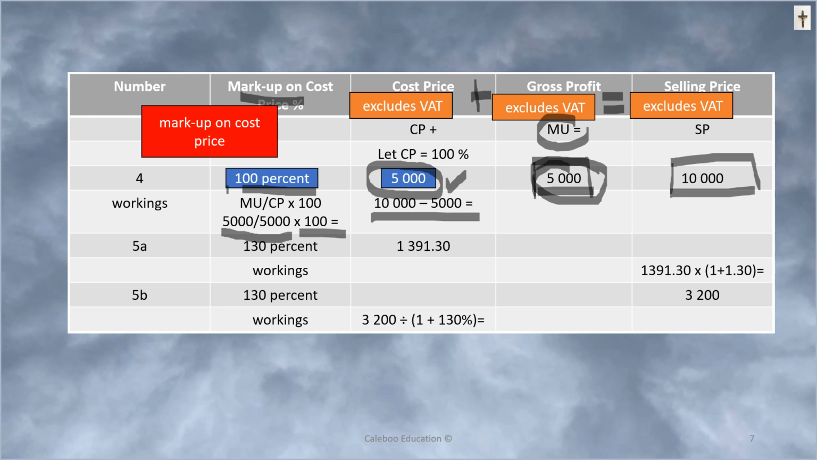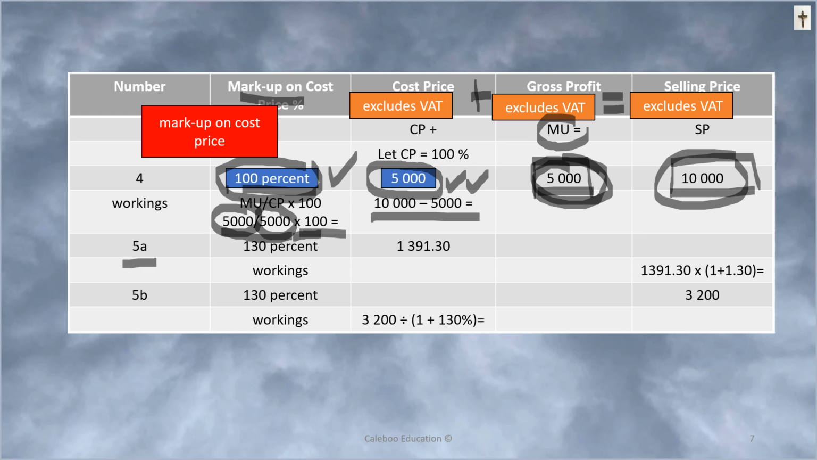So we were given the markup, we were given the selling price. We calculated the cost price. Then they asked us to calculate what is the markup percentage. And it's the markup divided by the cost price multiplied by 100, which is equal to 100%.